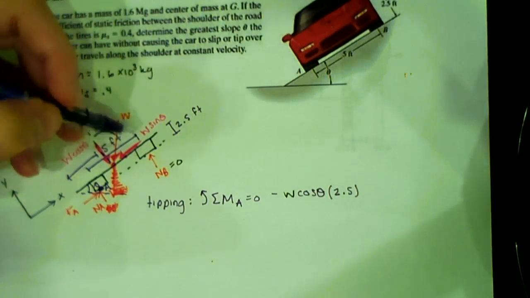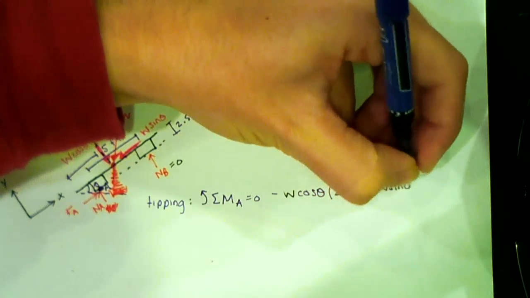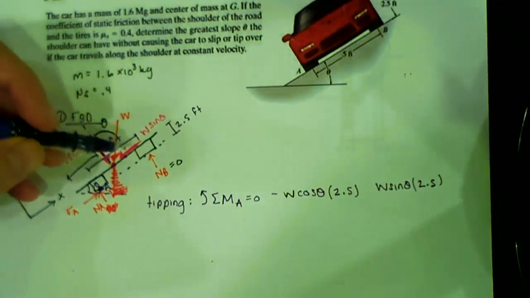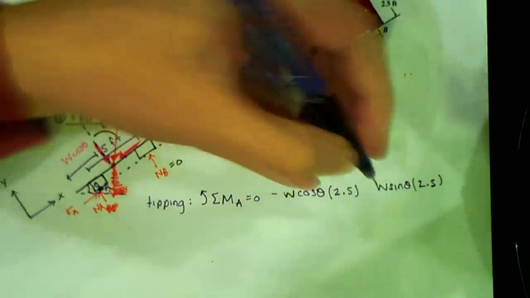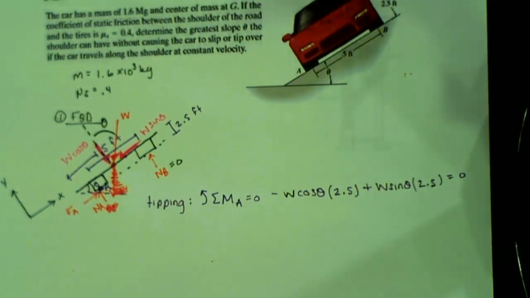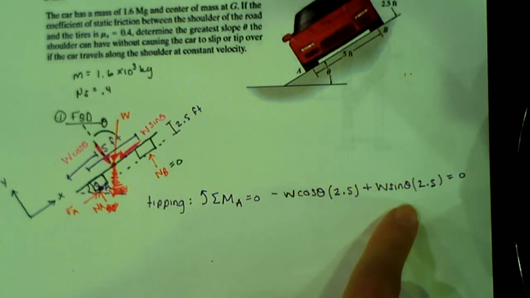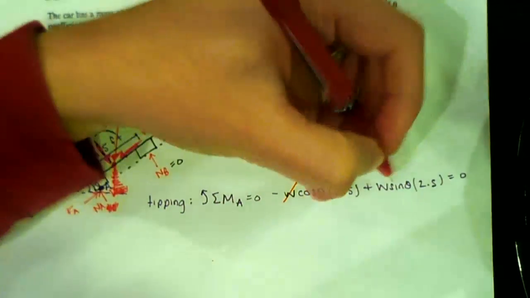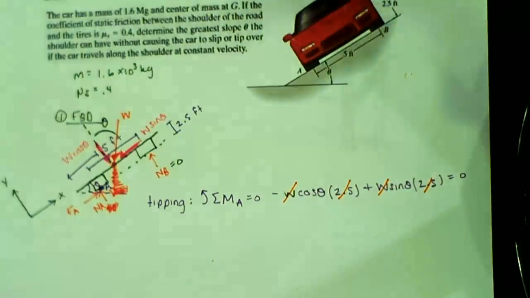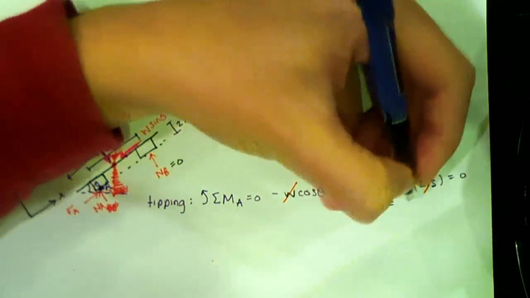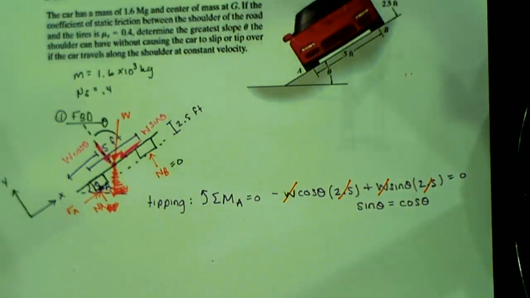Then I have the W sine theta, and that's going to be times 2.5 feet also. That one is causing a counterclockwise rotation, so that's positive, and that equals 0. So those just cancel, right? 0 equals 0? No. Cosine, sine. Be very careful. So looking at this, I can cancel that, I can cancel that, but then I'm left with sine of theta is equal to cosine theta.